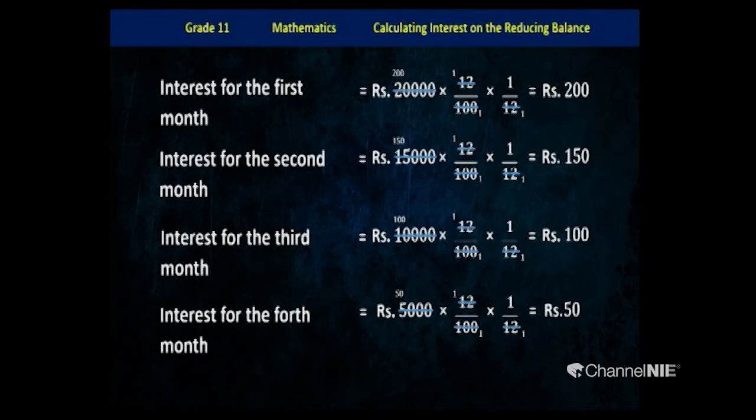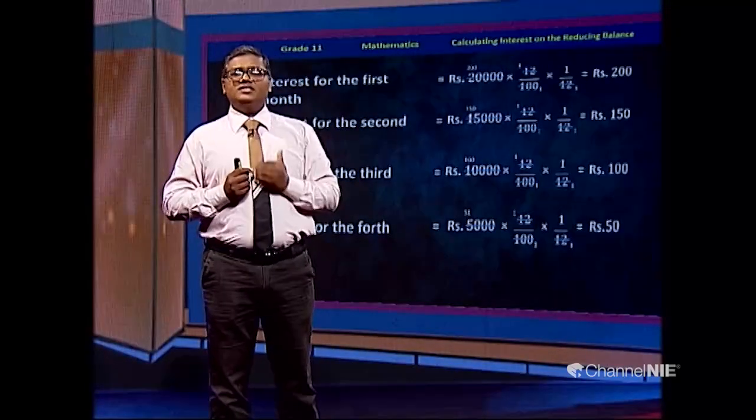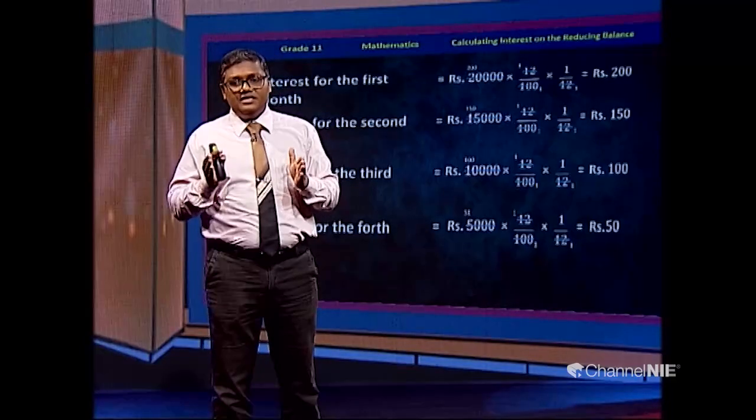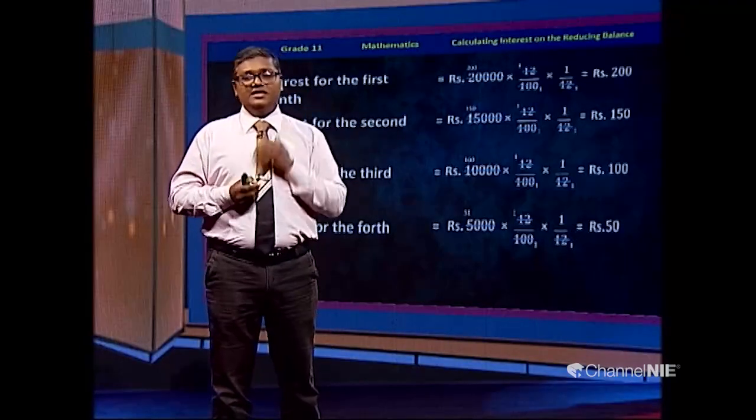Now on the screen, you can see the different interest. First month interest is 200, second month interest is 150, third month interest is 100, and the fourth month interest is 50. What has happened to the interest? The interest has decreased. That is why they call it reducing balance interest rate. Little by little, the amount is decreasing. When the amount is decreasing, you calculate the interest only for the outstanding balance. That is why the interest decreases.